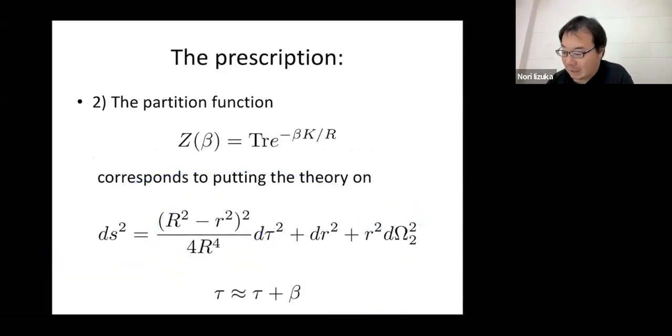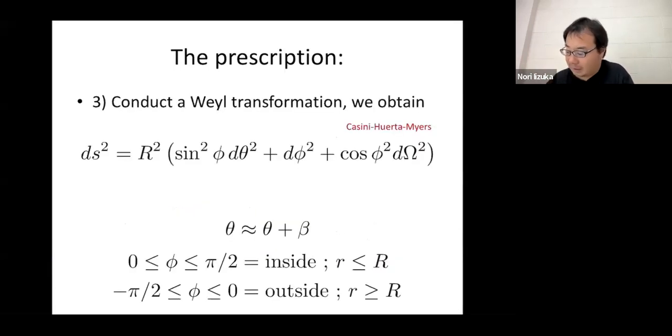Again, as small r goes to capital R, this factor goes to 0. Then we regulate by adding epsilon squared. So it's essentially the same. Now we introduce epsilon and regulate.